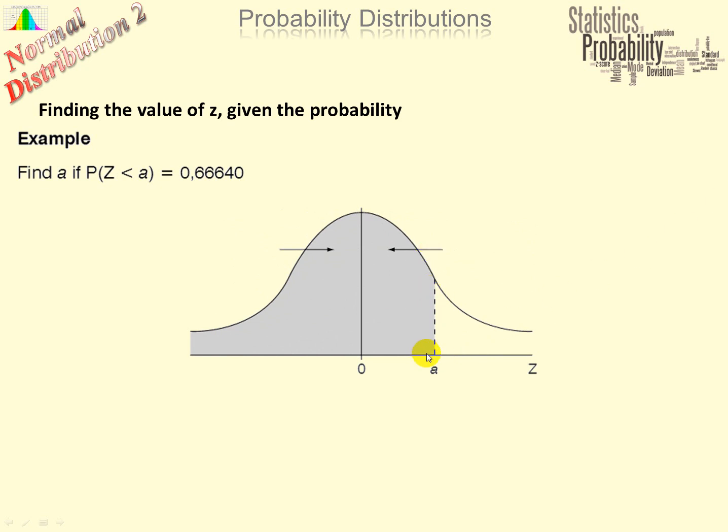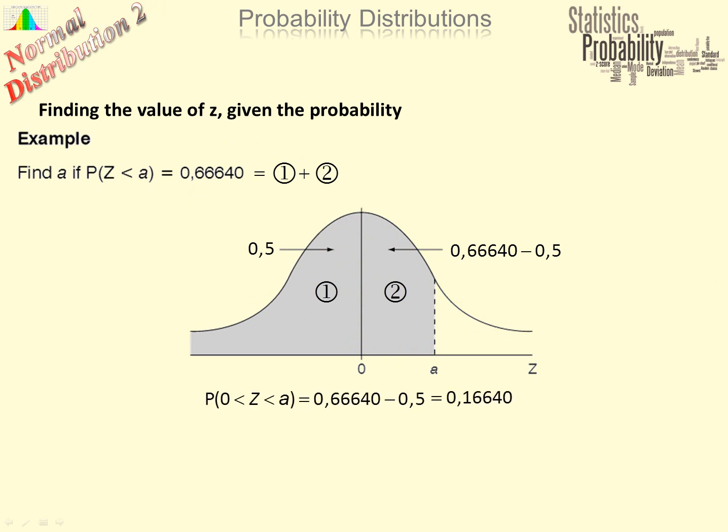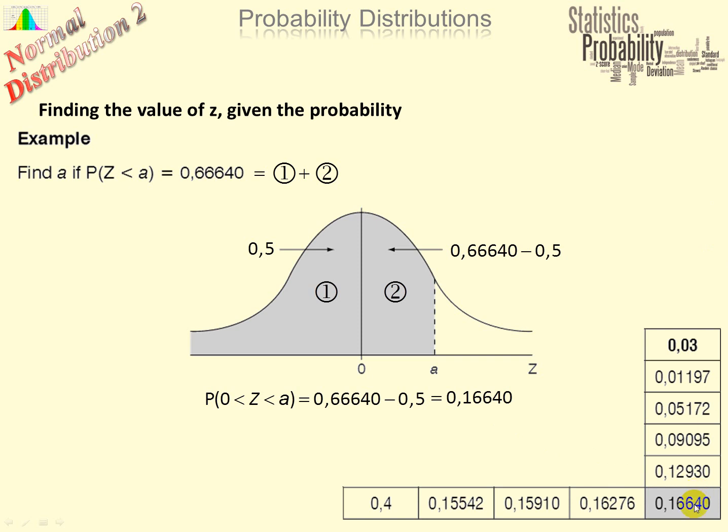So there we are, Z less than A, that's that section there. Now remember that this section here is 0.5, so the actual Z score will be this value minus that 0.5, because there are two areas. So therefore we are actually looking at 0.16640 in the Z table. So in the Z table, there we found the 0.16640 and its opposite 0.43. Therefore A is the value of 0.43.